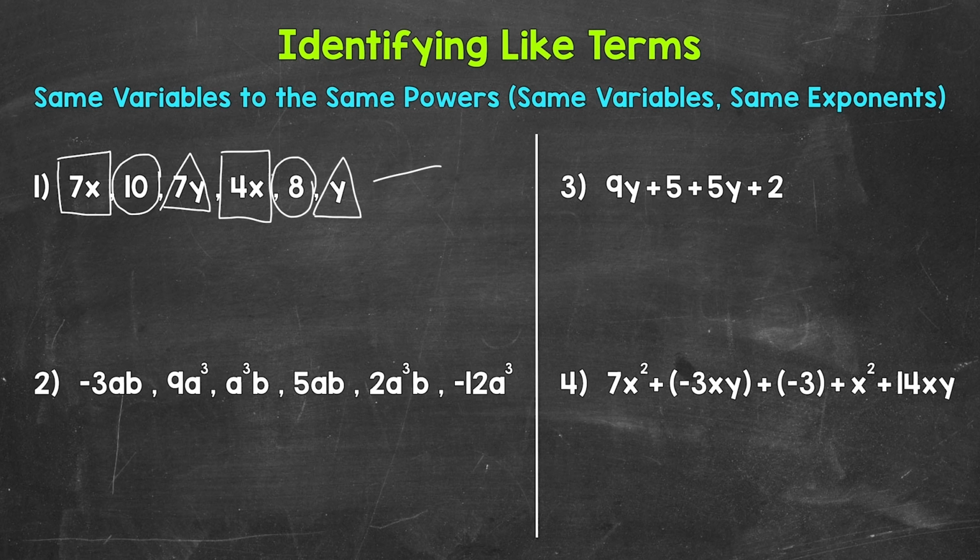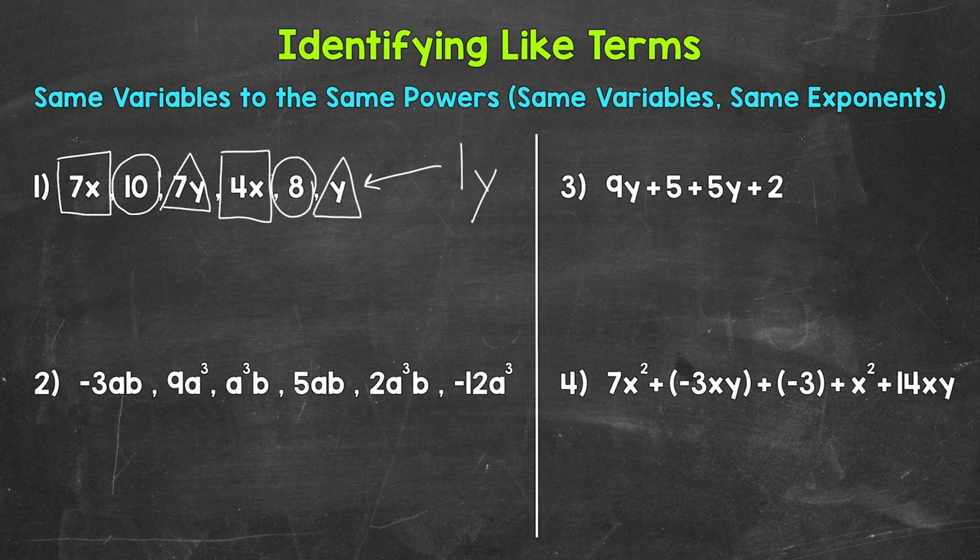Now, as far as this term right here, y, if no coefficient is shown, then the coefficient is 1. We have 1 of whatever follows. And we can always write that coefficient of 1 in front of the variable if we would like. So that's technically 1y there. So something to keep in mind as far as coefficients. Let's move on to number 2, where we have another 3 pairs of like terms.